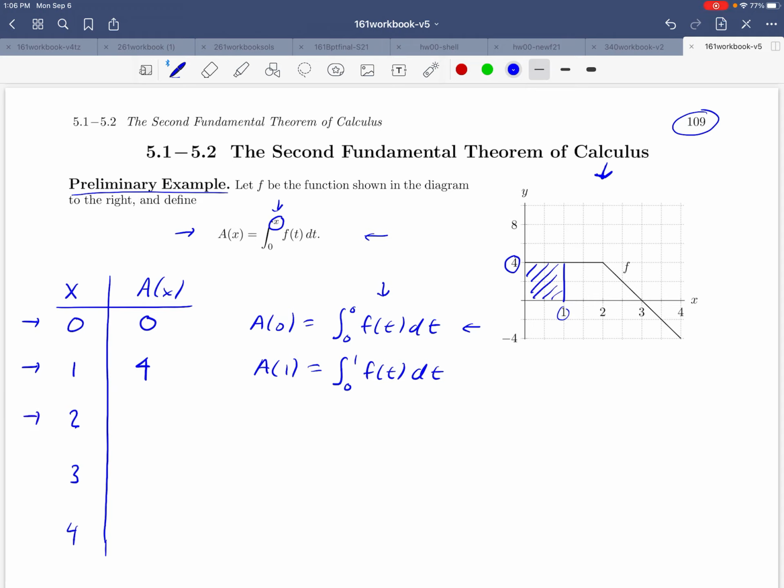Next up is x equals 2. So we're integrating from 0 to 2 of f of t dt. Now we're starting at 0 and going all the way to 2, so we're shading more area. Now we've got a rectangle that has a height of 4 and a width of 2. We just doubled our area and got 8. How about A of 3?